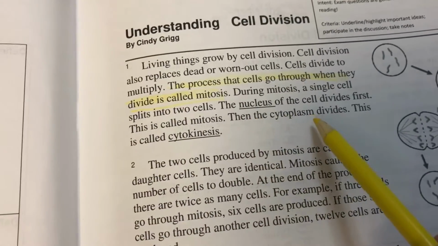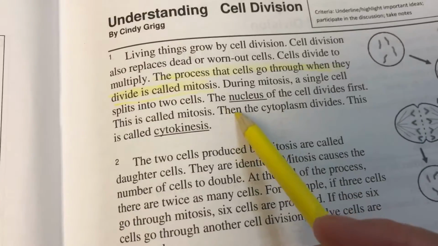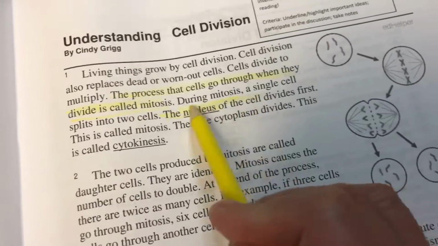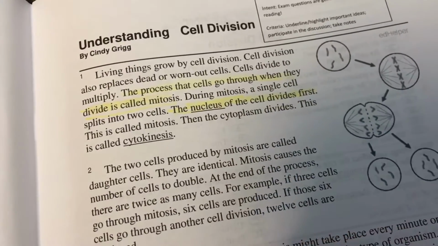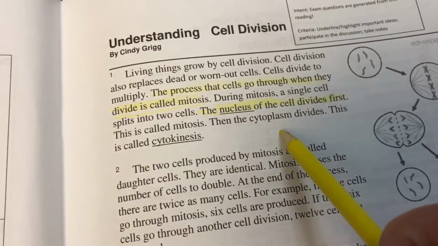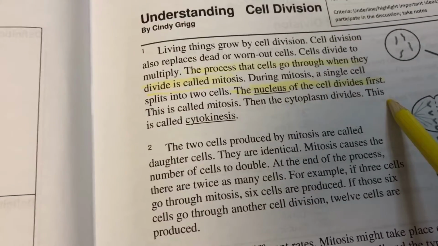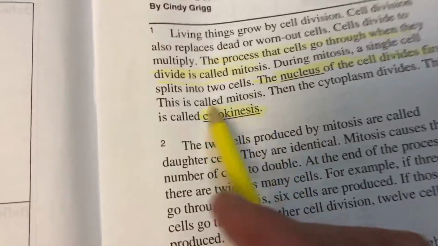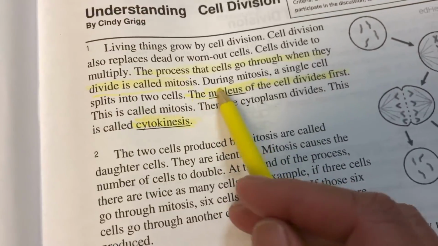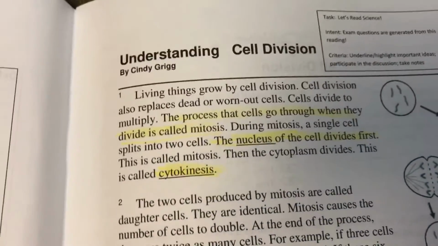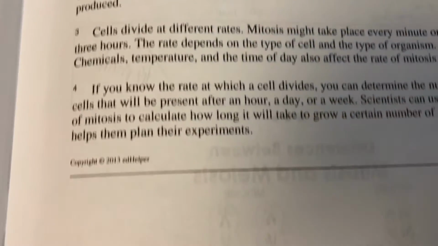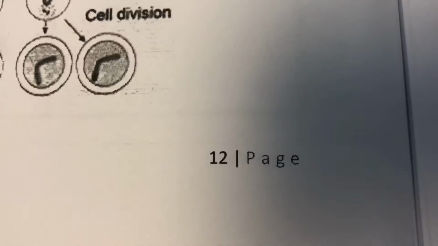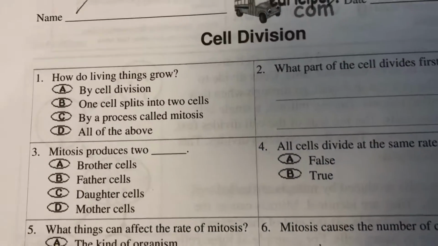So mitosis. And it says here, during mitosis, a single cell splits into two cells. The nucleus of the cell divides first. So maybe this is an important idea. So I better highlight that. So the nucleus of the cell divides first, then the cytoplasm divides. This is called cytokinesis. Again, a very big word, right? So anything that's really just new to you, underline it. And then you continue reading through the rest. Okay? So after reading, I want you to go to the next page, page 12, and answer the questions.